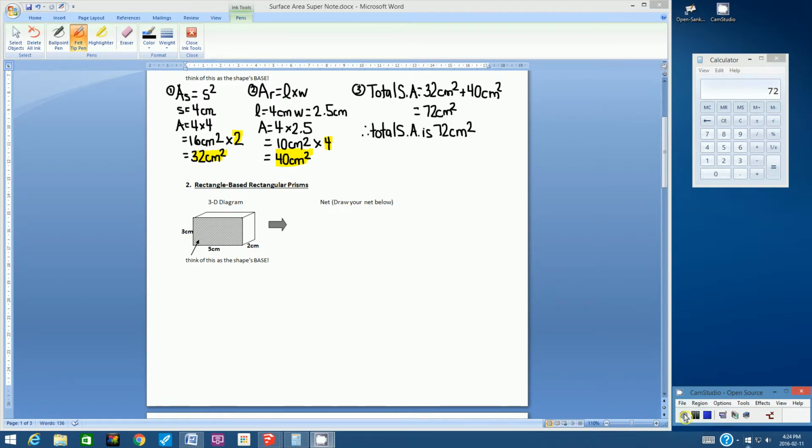Hello students, welcome to this video tutorial on the surface area supernote part 2, a different type of rectangular prism called the rectangle-based rectangular prism. So let's have a look at this 3D diagram.